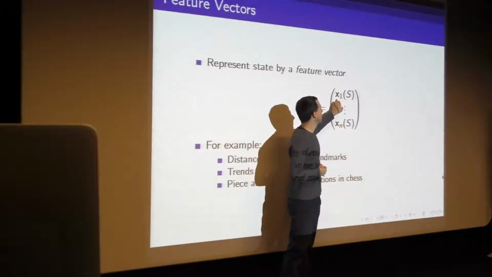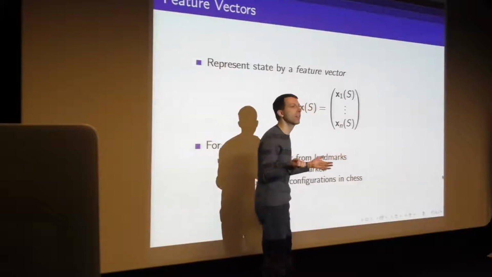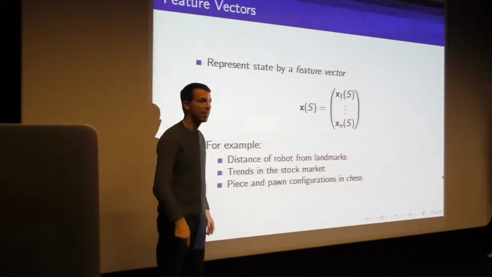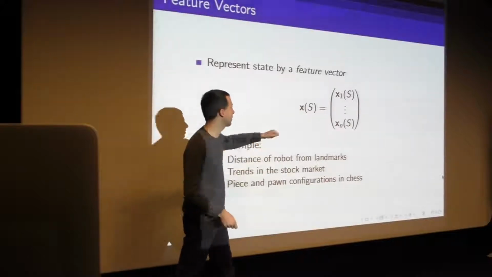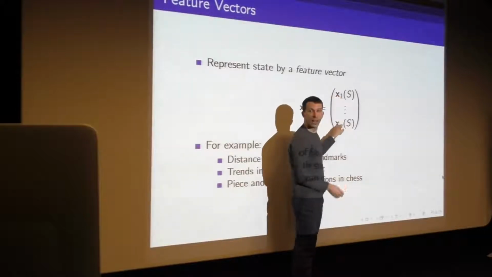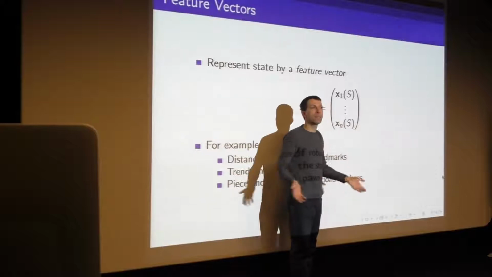Each of these features is something which tells you something about your state space. It can be anything you like. It could be like a landmark. You know, how far is my robot from each of these landmarks could be my feature vector. This could say I'm 3 meters from the wall over there, and I'm 2 meters from the wall over there. And that could be my representation of where I am in the state space.